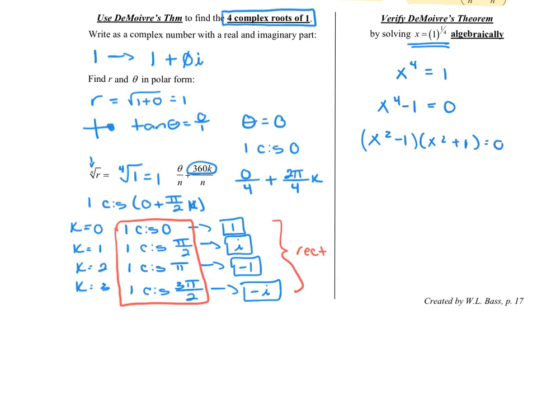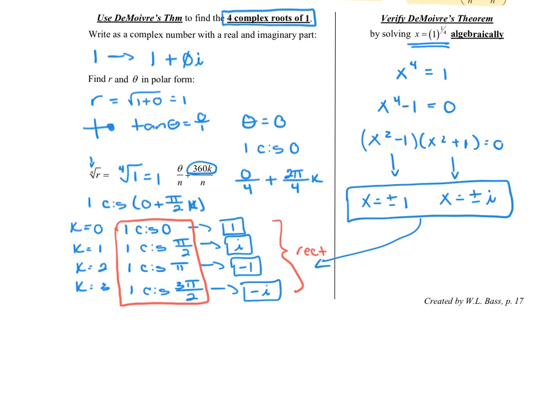We could then solve each of these. Then x squared minus 1 would, of course, give us x equals plus or minus 1. And the x squared plus 1 would give us plus or minus i from our algebra days. So we can see that our answers algebraically are the same as what we get when we use DeMoivre's theorem. And this one, again, happens to be much easier in the algebraic form. But again, I want to emphasize, if this was a more complicated number or the number of roots was bigger, this algebra would become much too cumbersome for us to do.